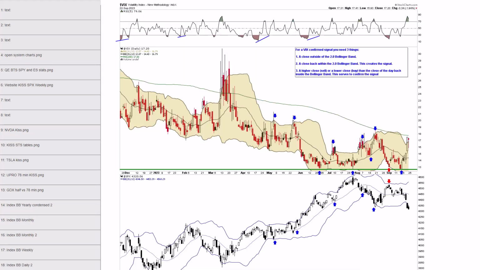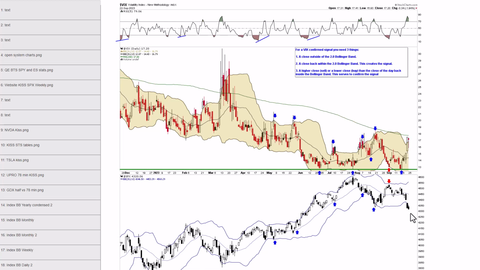Chart 48, here's the VIX. So the VIX, as you know, has been building this base for the last couple months, rallied off this base once again. It's still outside its Bollinger Bands. It was below a little bit on Friday, closed back inside. So no VIX Bollinger Band buy signal yet.